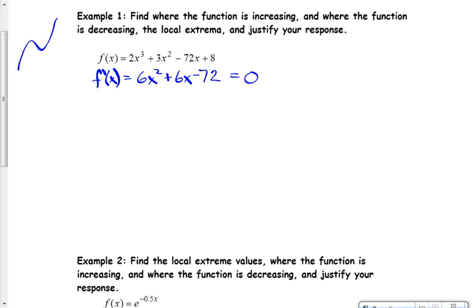What do we got to do? Factor out a 6. Leaves us with x squared plus 1x, minus 72 divided by 6 is 12. Factor again.